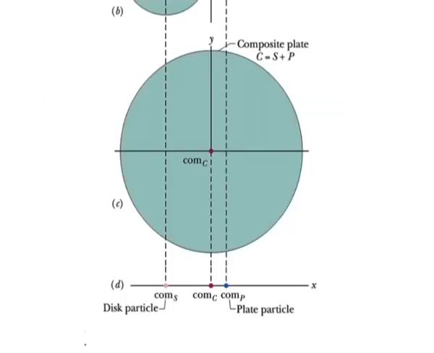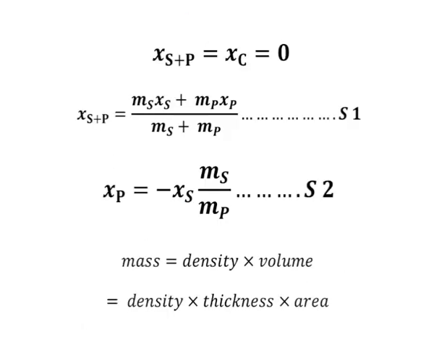Now note that the combination of disk S and plate P is composite plate C. Thus, the position x s plus p of COM S plus P must coincide with the position xc of COM C, which is at the origin. So, x s plus p is equal to xc and is equal to 0. Substituting this into equation S1 and solving for xp, we get xp is equal to minus xs into ms upon mp.